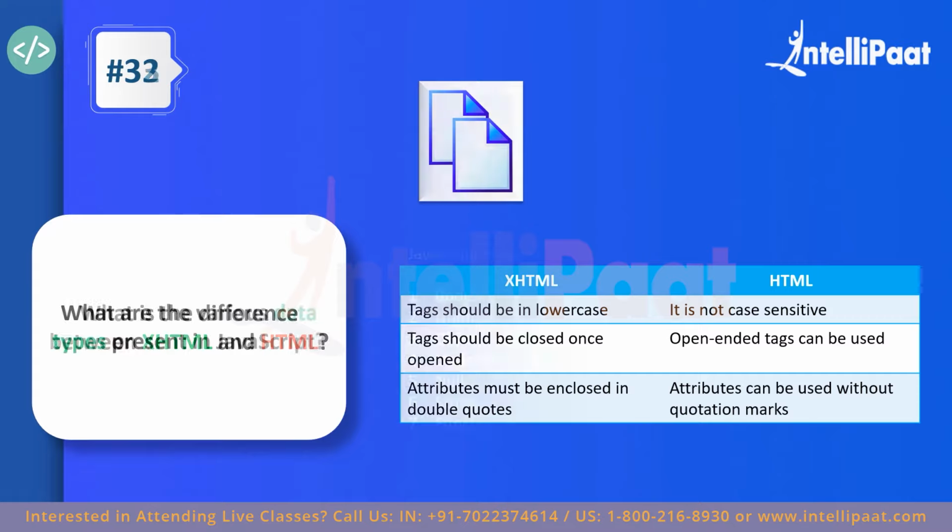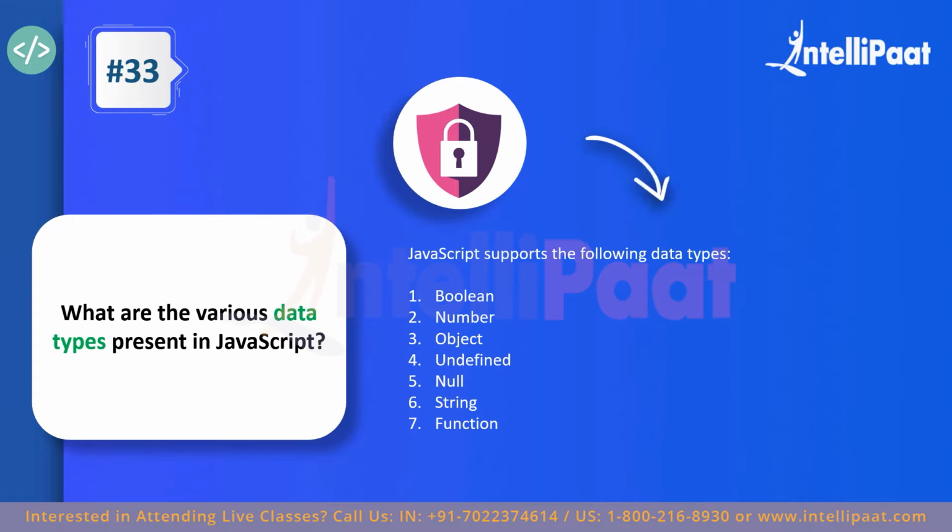So with this, we can come to the 33rd question that states, what are the various data types that are present in JavaScript? JavaScript has 7 main types of data that we talk about. It is very important that you mention all of these. So we have Boolean, which talks about true or false, and we have the number data type, we have the object itself as a data type, then we have undefined, we have null, yes, null is a data type, and then we have string, we have functions, and much more.